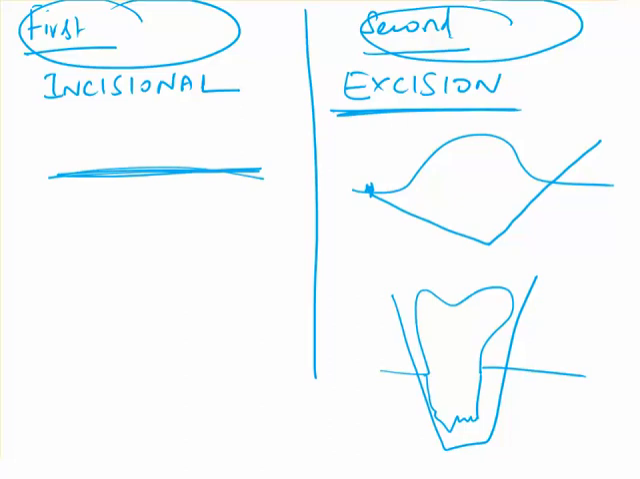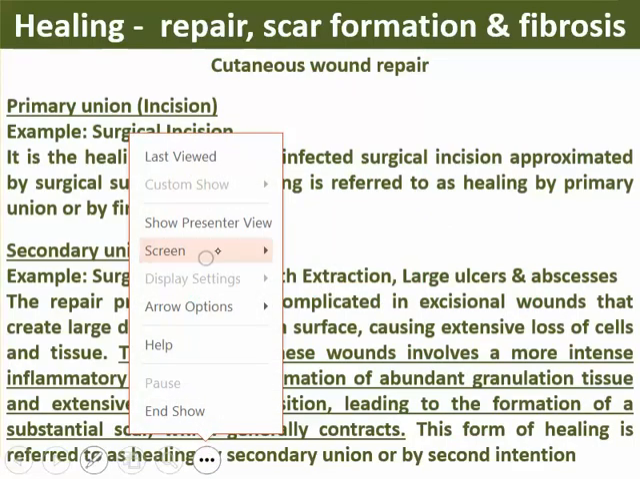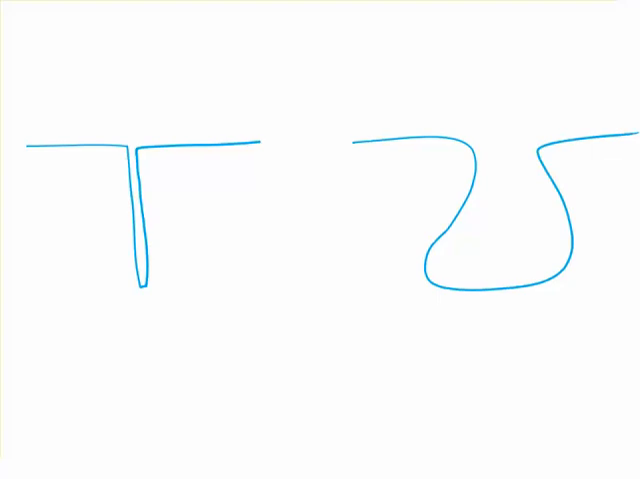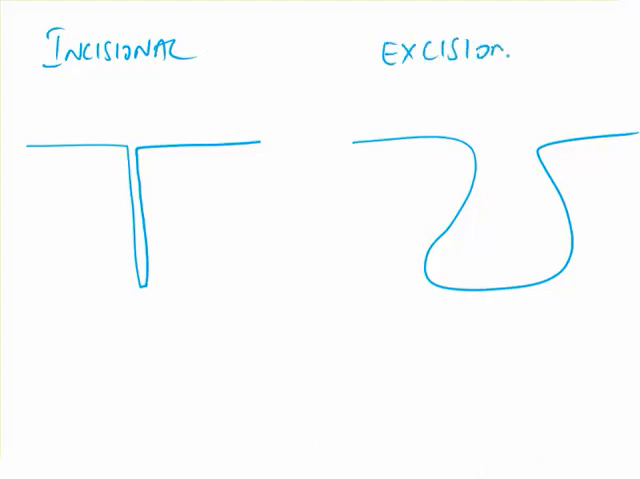Healing process is the same. For example, see, this is incisional wound. Understand? Small line-like incision, right? Here this is excisional wound. Large area is removed. You all understand these two differences? This is incisional. This is excisional. Understand?